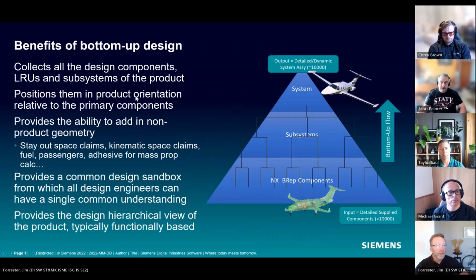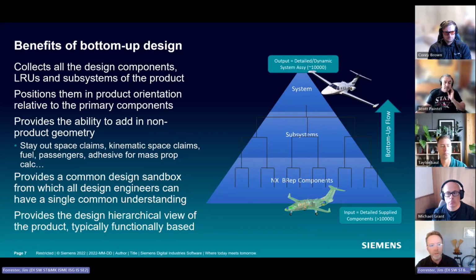So the benefits of bottom-up design: it collects all the design components, whether you design them, suppliers design them, their end item LRUs, their detailed landing gear, whatever it is. It collects all of the components. It positions them in product space. It provides the ability to add in non-geometric products like grease or cleaning fluid or whatever that might be.